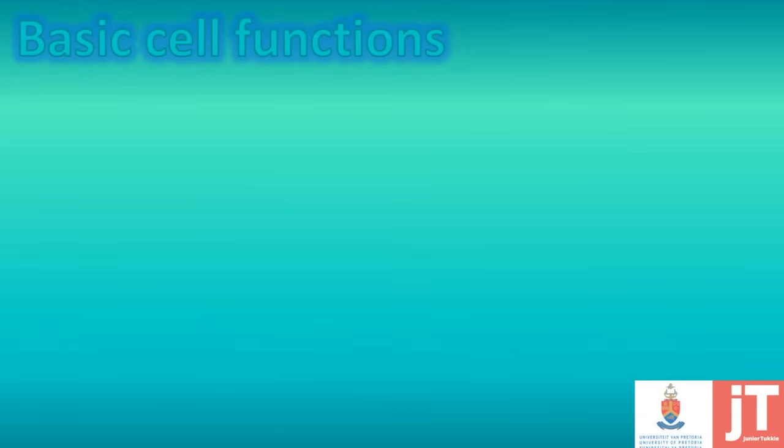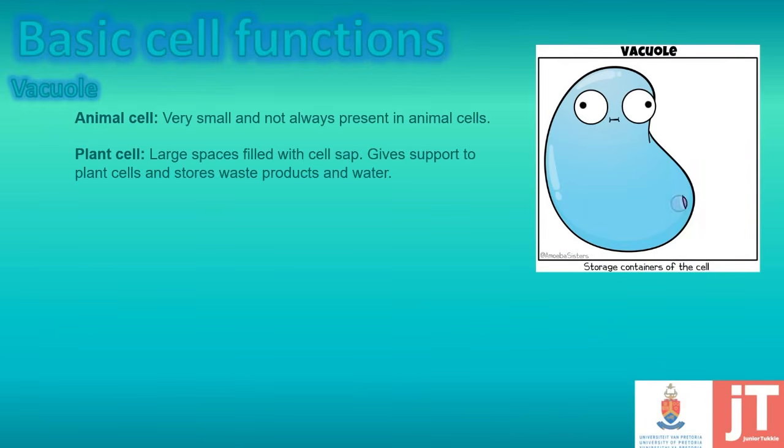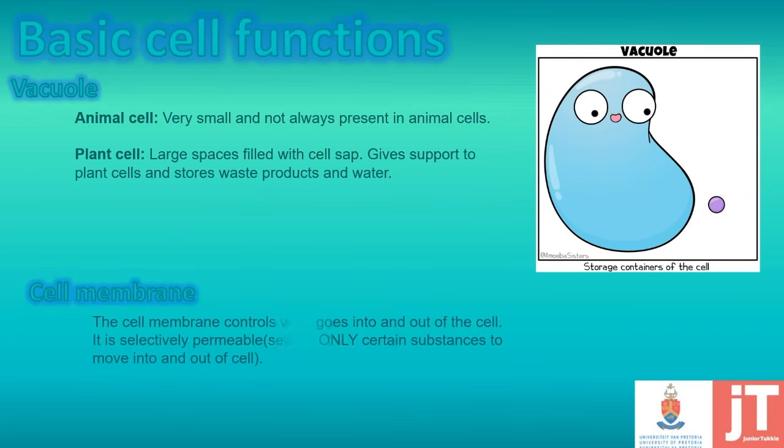So let's look at the basic functions of all these organelles, these structures found on the inside of the cells. Firstly, we have a vacuole in the plant and the animal cell. In the animal cell, the vacuole is extremely small and sometimes it's not even present. Whereas in a plant cell, it's a large space filled with cell sap, which provides support to the cell. And then it also stores waste products and also water.